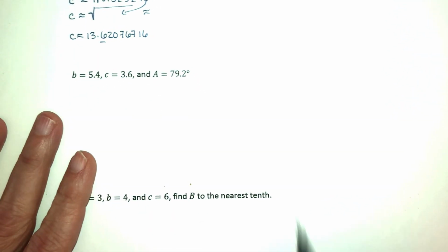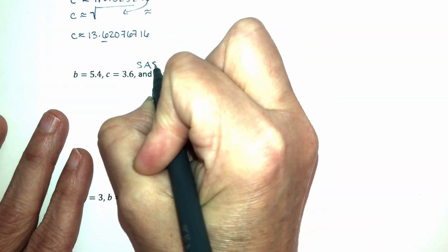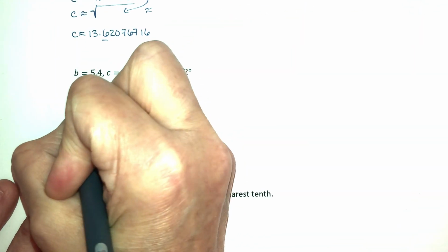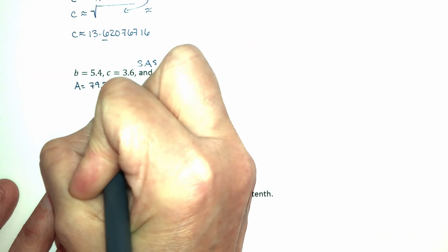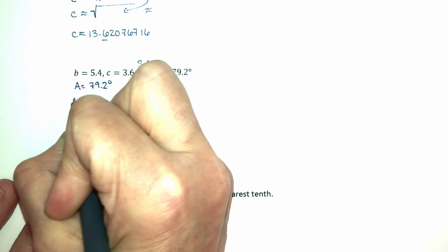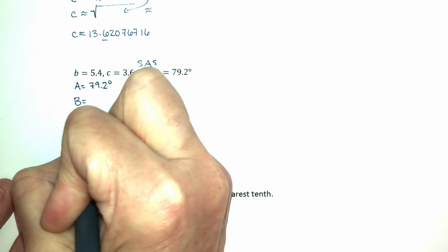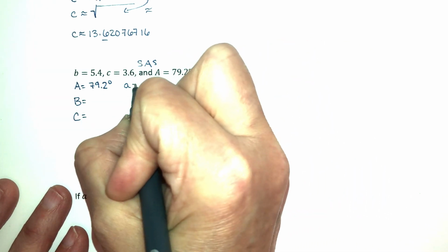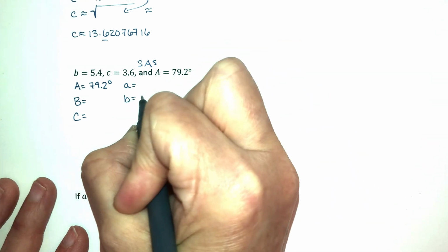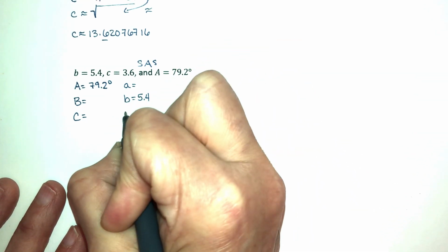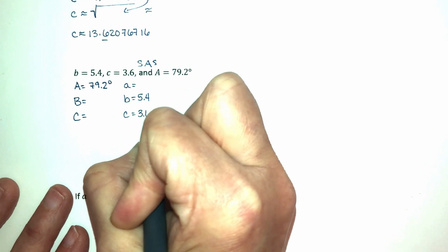So now let's work this one. It's another side angle side problem. We are given angle A, which is 79.2 degrees. We do not know angle B or angle C. We do not know side A. That's going to be the first thing we need. Side B is 5.4. Side C is 3.6.